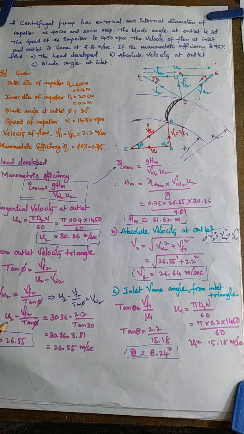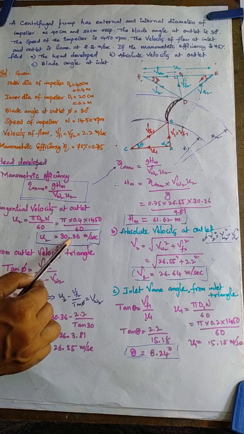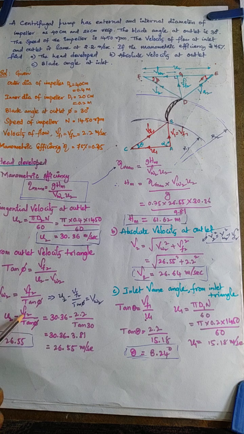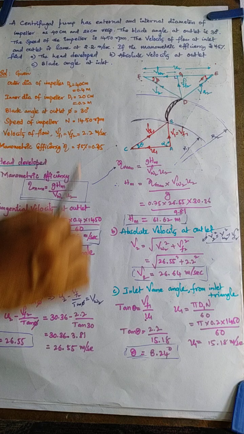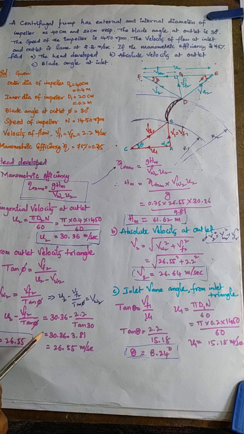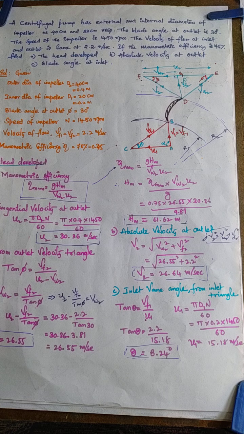And substituting the u2 value 30.36 meter per second, Vf2 by tan phi, the Vf2 value is given 2.2 and the phi value is given 30 degrees. By substituting all these values, you will get the value 26.55 meter per second. This is the overall Vw2 value by using the formula from the outlet velocity triangle.